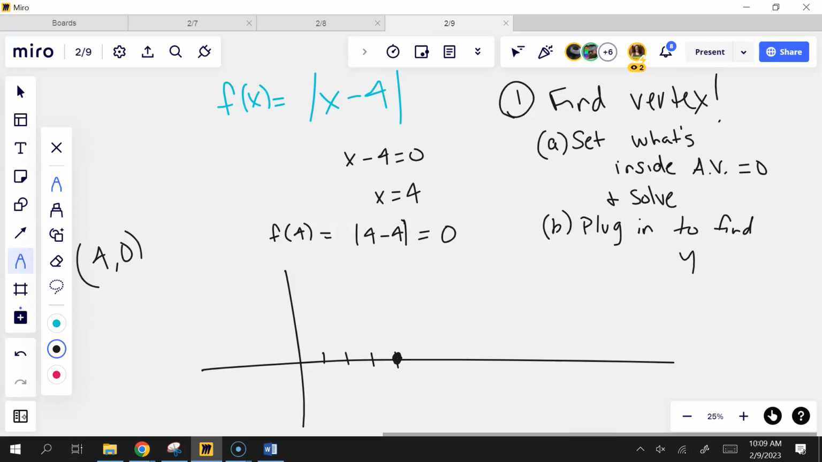All right. Remember, this is the point where it V's off, right? So now the steps are going to be the same as whenever I graphed a quadratic. So now what I want to do is pick an x.